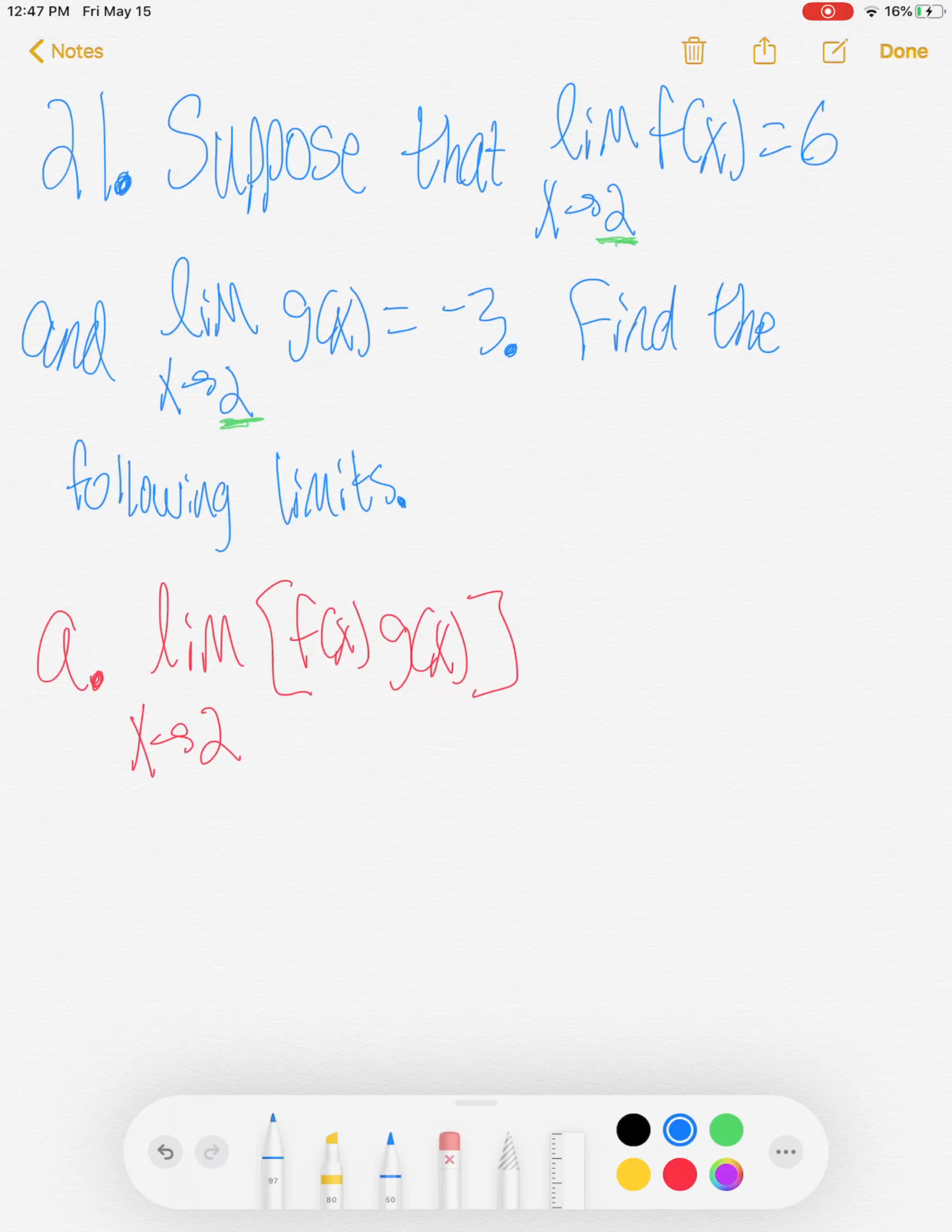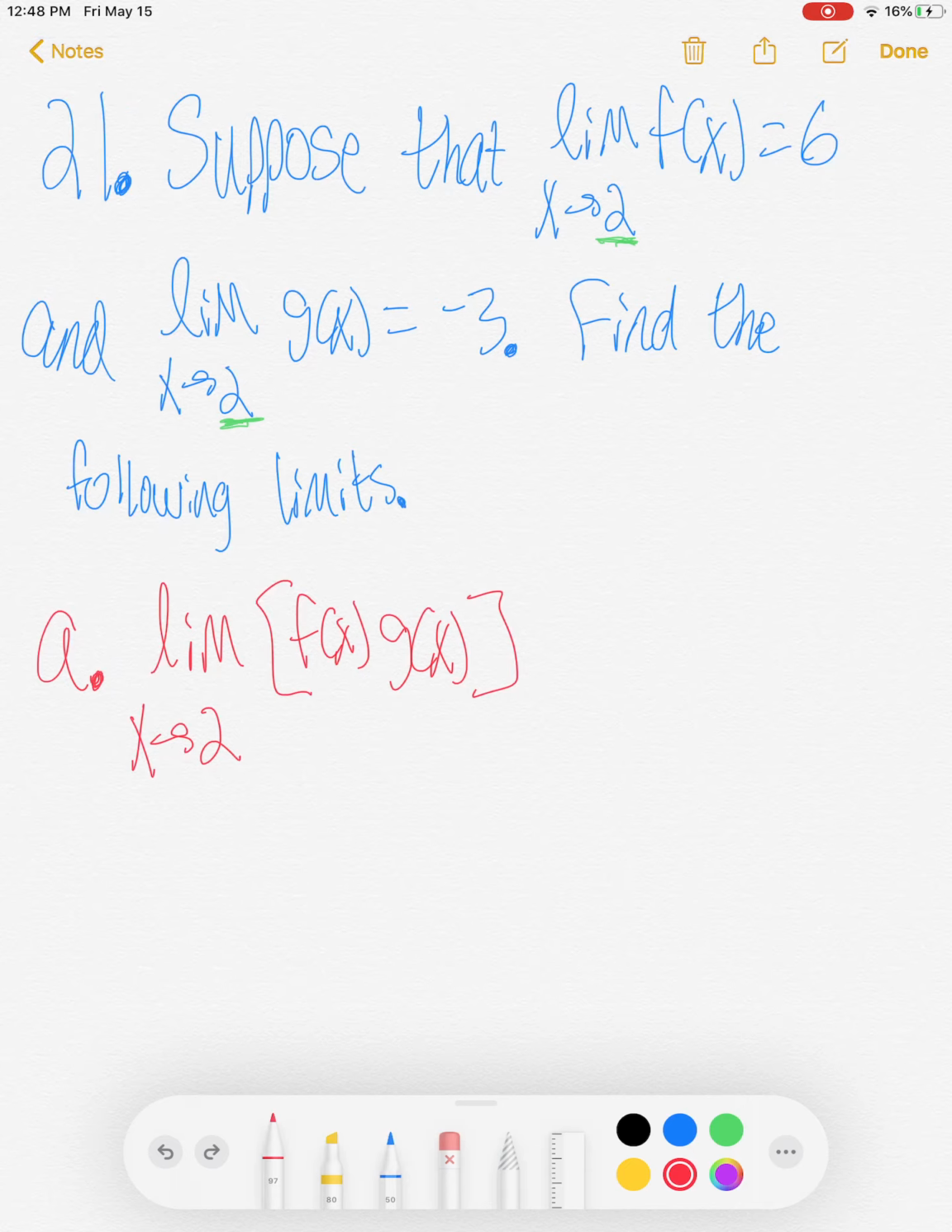If this said, for example, the limit as x approaches 23, we would have no idea, because I have no idea what f and g are doing around 23. So just keep that in mind. All of these are going to be at the same x value, which is important. The first value which we are told to compute is the limit as x approaches 2 of the product f of x, g of x.